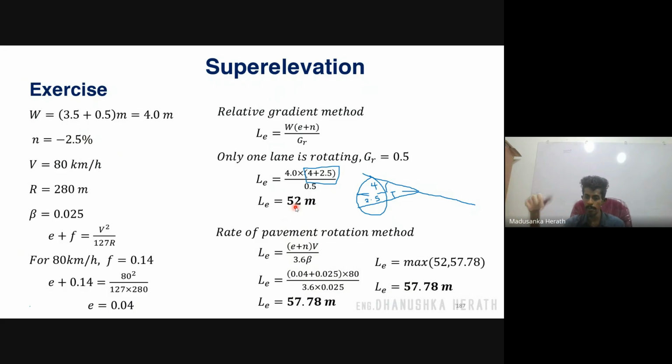So we are selecting the maximum value from 52 and 57.78. Then the super elevation development length is 57.78 meters.